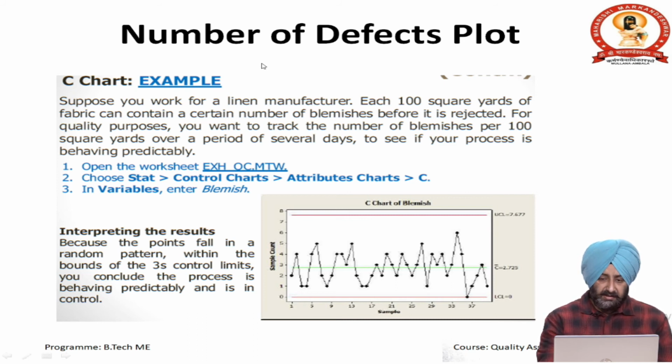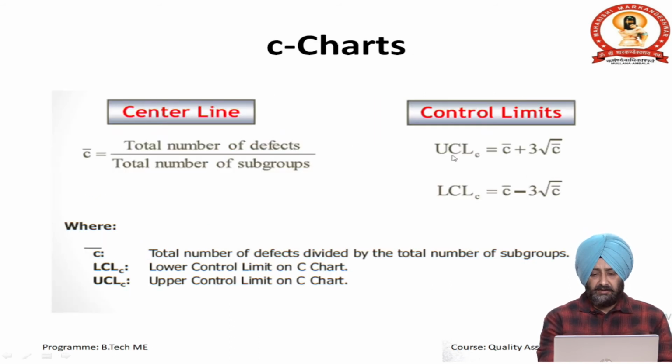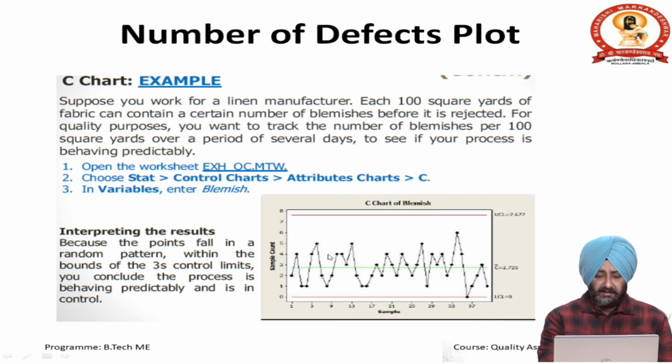This is the example that I have taken. Suppose you work for a linen manufacturer. Each 100 square yards of the fabric can contain a certain number of blemishes, or defects, before it is rejected. For quality purposes, you want to track the number of blemishes per 100 square yards over a period of several days. To see if your process is behaving predictably, or whether it's stable or not, you should go for drawing C charts. You calculate the upper and lower control limit, calculate the mean line, and then draw these numbers of defects. If they are within the control limit, then you can say the process is quite stable for a period of time.